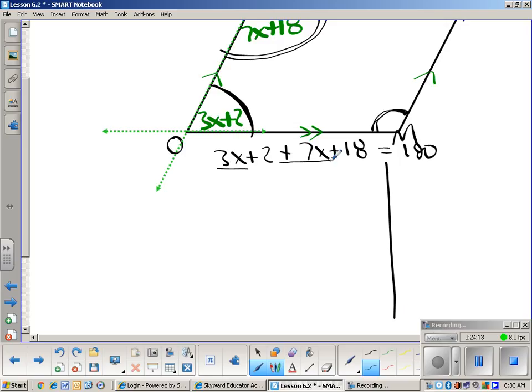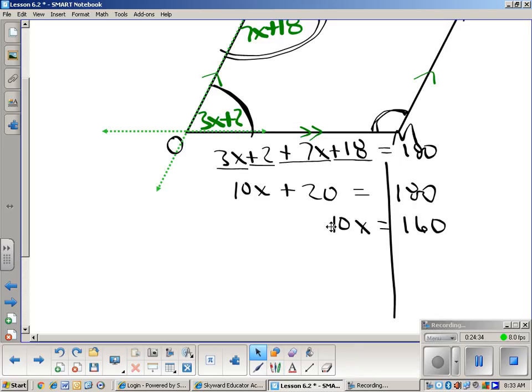What is 3x plus 7x? 10x. What is plus 2 plus 18? 20. Plus 20 equals 180. Now we're on opposite sides. So undo the plus 20 by subtracting 20. So I get 160. Actually, I'm going to move this over. And then divide, and I get x equals 16. So have I solved my problem? No, I haven't. All I found was x, haven't I?